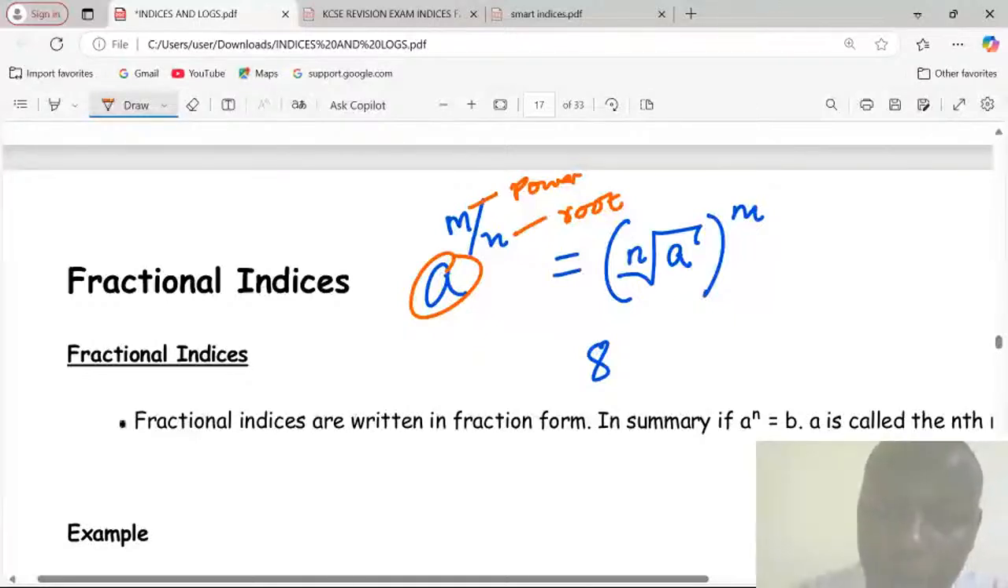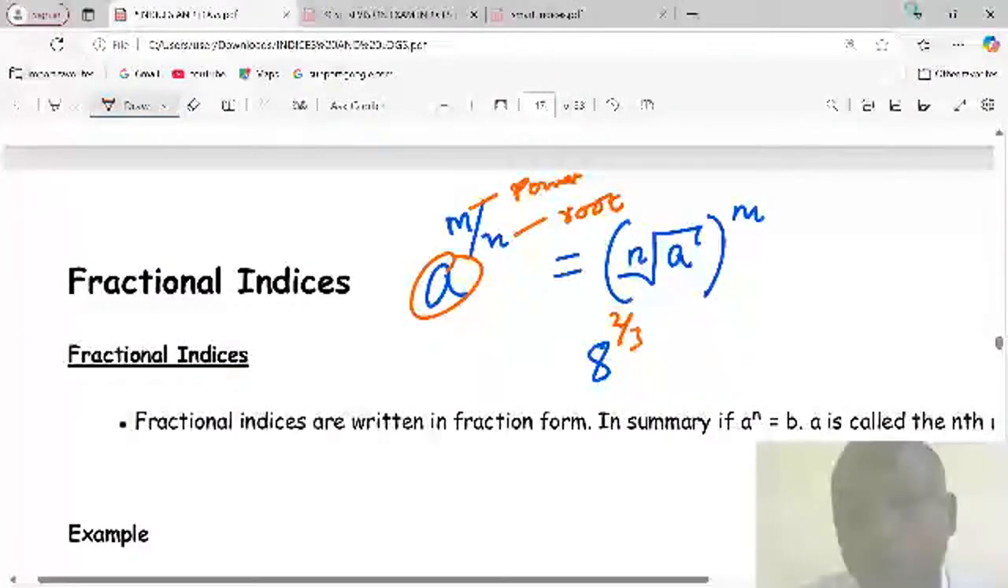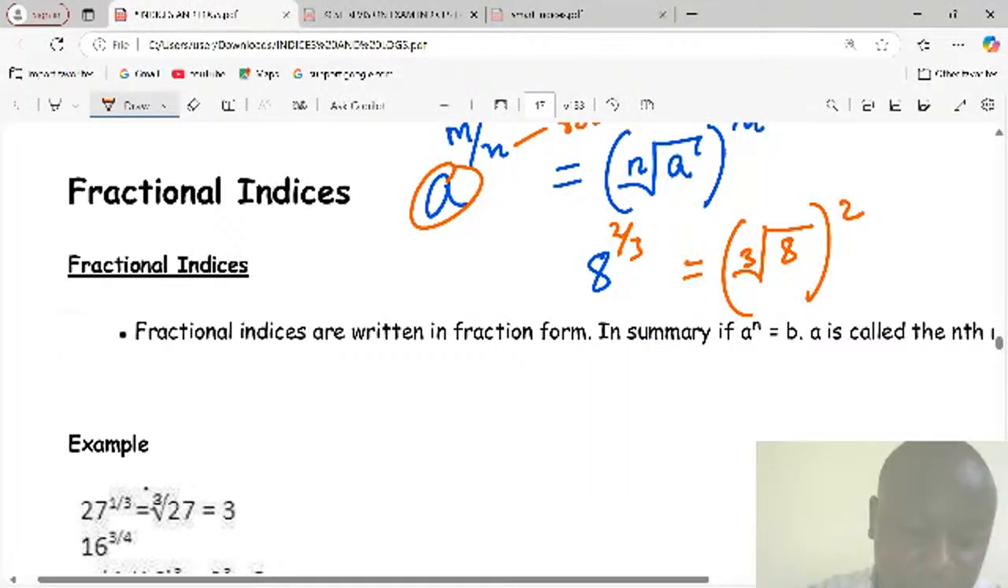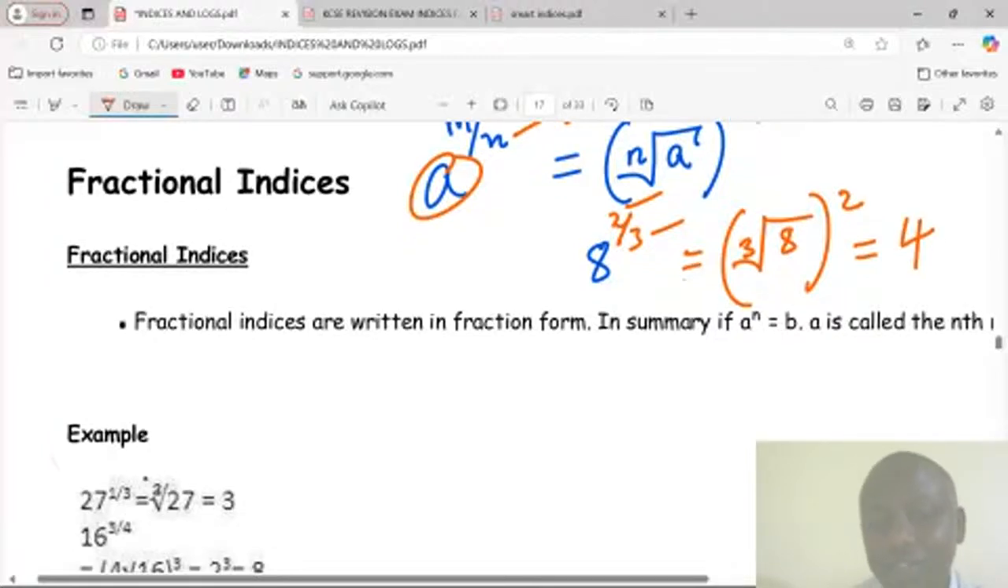Take a simple example of 8 raised to power 2/3. We have to take the third root of 8, then now everything we square, because we are supposed to take the third root, power 2. The denominator is the root, the numerator is power. Therefore, the third root of 8 is 2, and 2 squared gives us 4. That is a very simple answer.